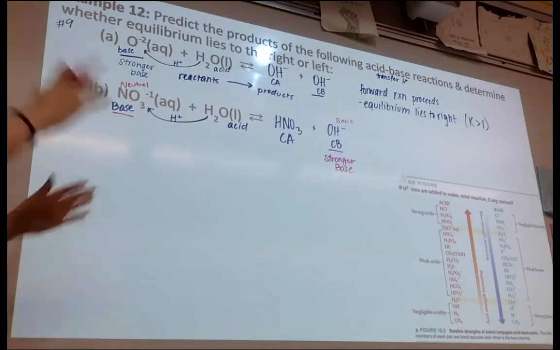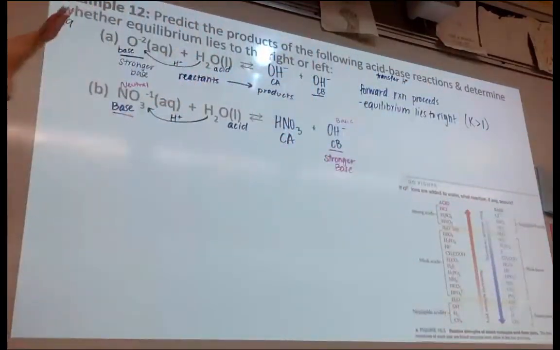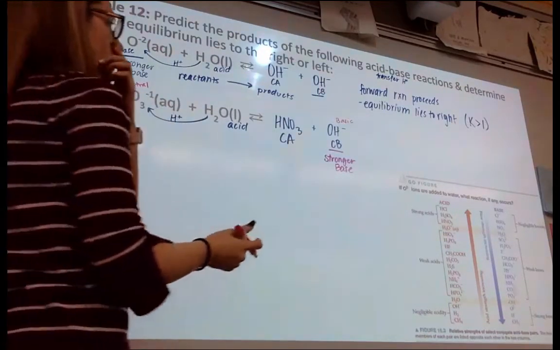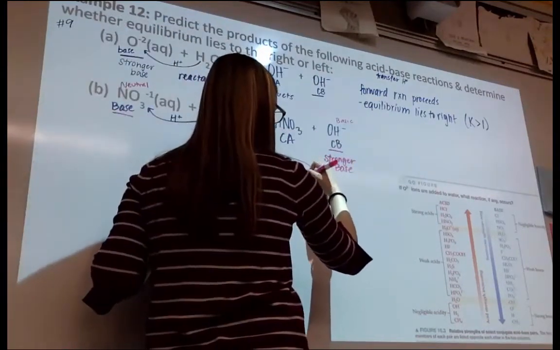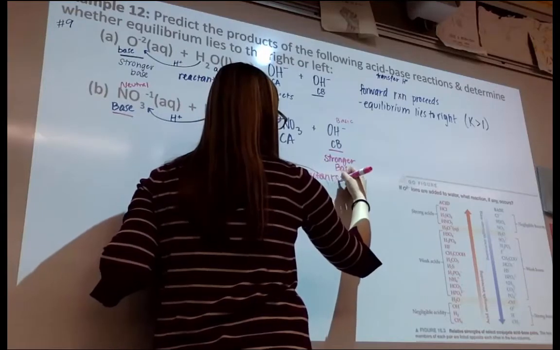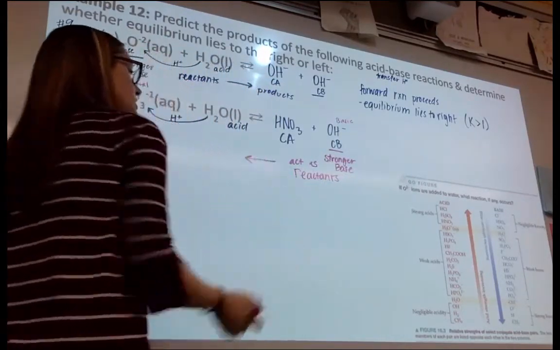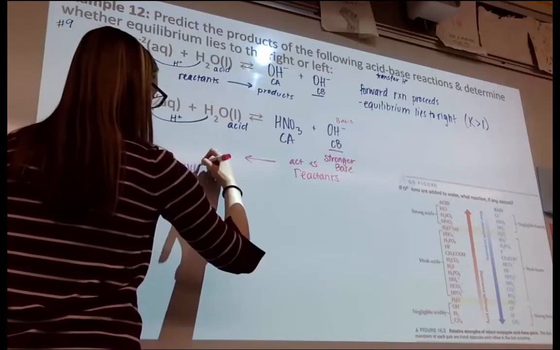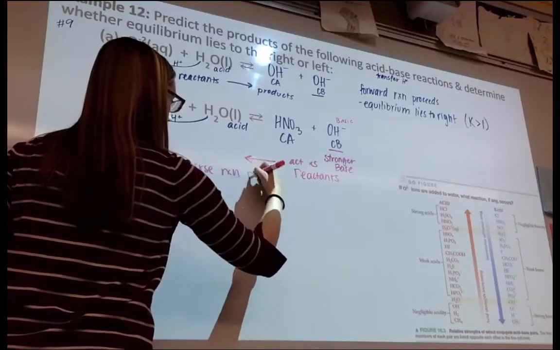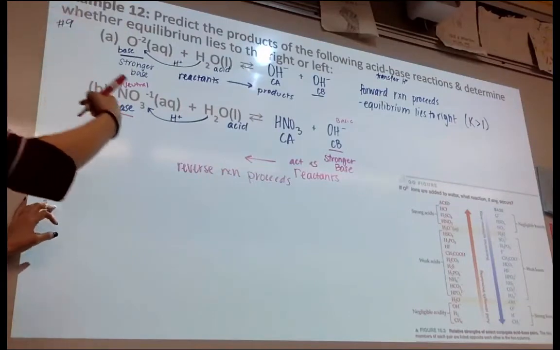Now make sure you pay attention. Acids increase up, bases increase down, because that's what happens with the strength. The stronger the acid, the weaker the base. Vice versa as well. So since OH minus is the stronger base, that means that these are going to act as reactants, which means the reverse reaction proceeds. The arrow points to the left.